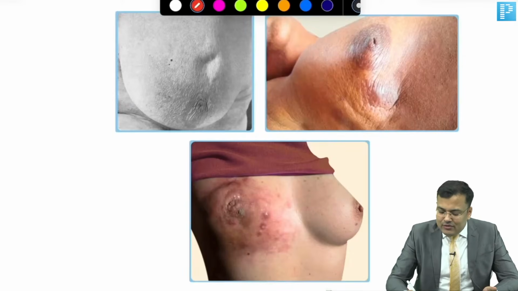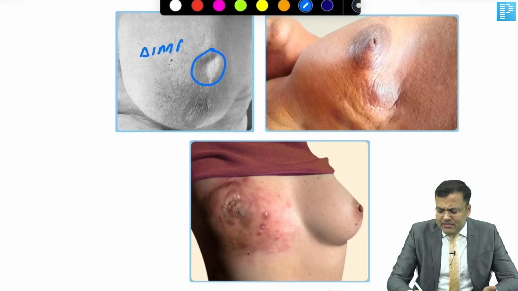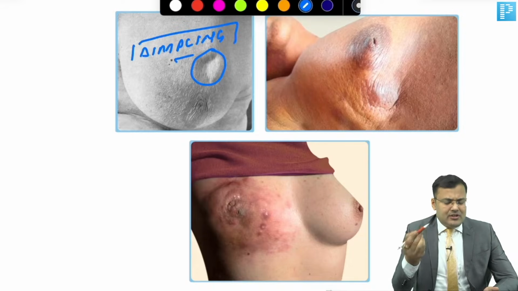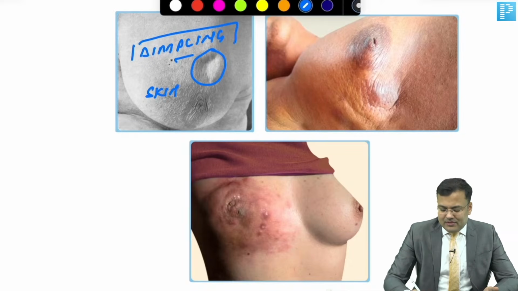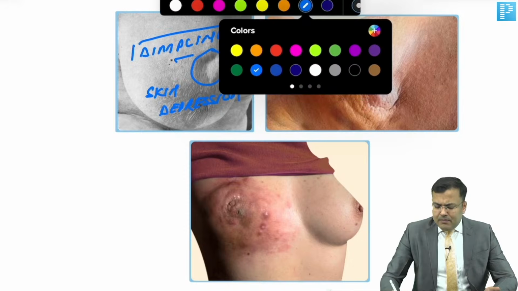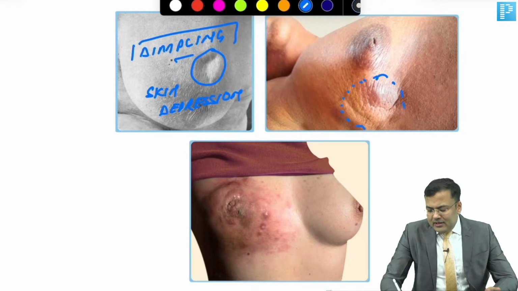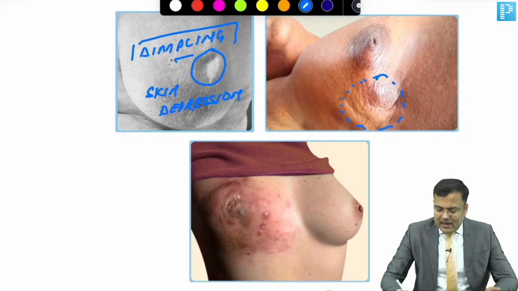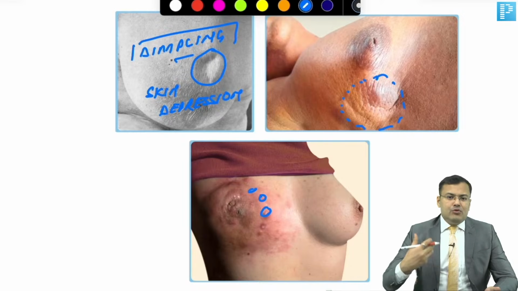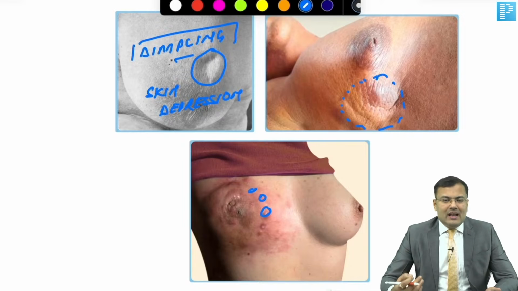Let's quickly revise, guys. You can see here this is dimpling. What do you mean by dimpling? You have seen dimples. Dimples means skin depression. So here there is skin depression. Clear? What is puckering? Have you used tissue paper? So it's the crumpled appearance. Here you can see the wrinkling in the breast skin, that is puckering, and here you can see multiple nodules, that is cancer en cuirasse. Multiple nodules because of involvement of breast skin and chest wall.